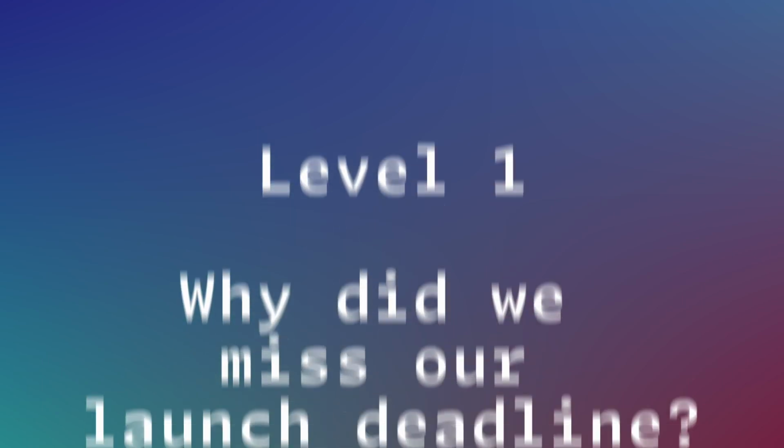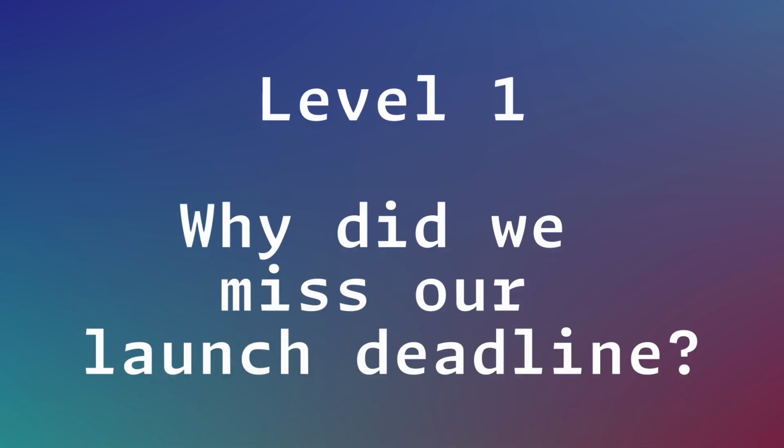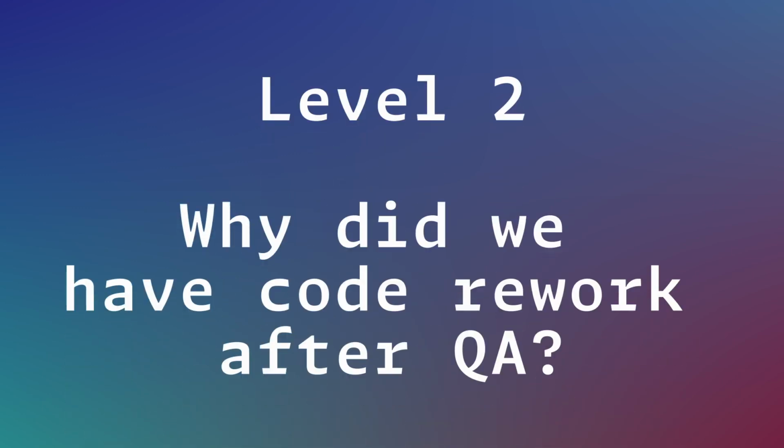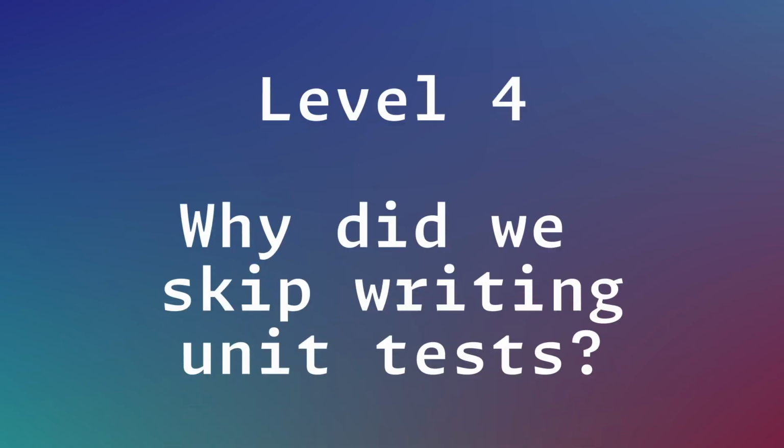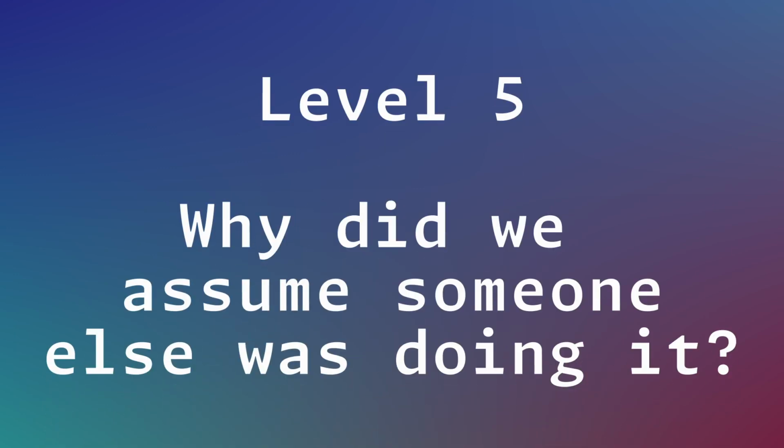In this example, it may have been something like, why did we miss our launch deadline? Because we had to rework code in QA. Why did we have to rework lots of code in QA? Because we missed a ton of simple bugs before sending to QA. Why did we miss bugs prior to sending code to QA? Because we didn't write any unit tests for the code we changed. Why did we skip writing unit tests for the code? Because we all assumed somebody else was writing the tests. Why did we assume somebody else was writing the tests? Because there was no subtask for it in Jira, and that means we all just sort of assumed it was part of everyone else's ticket.